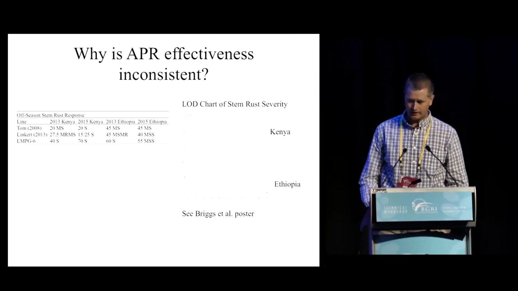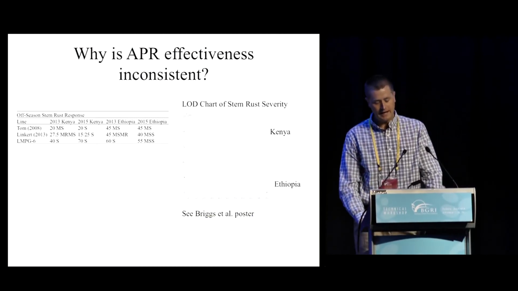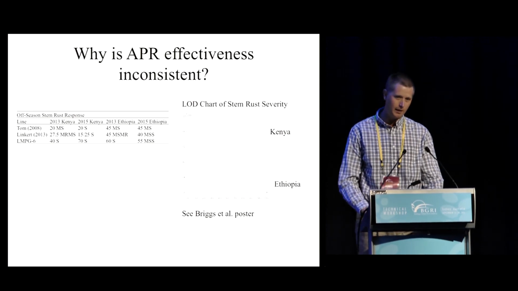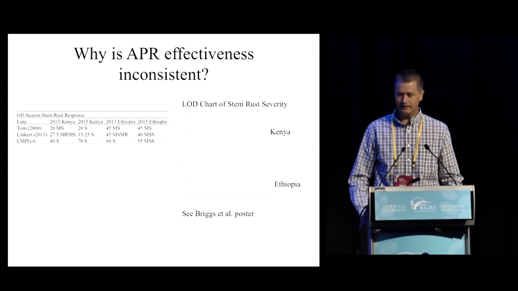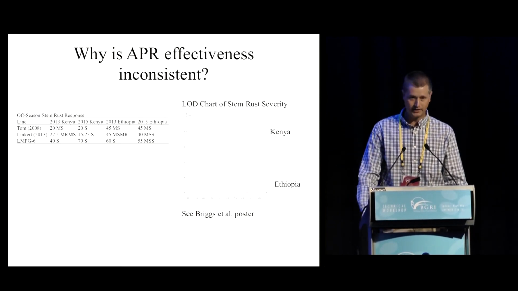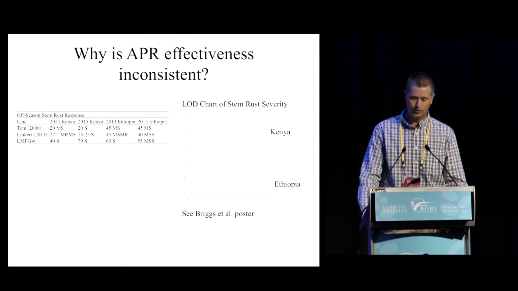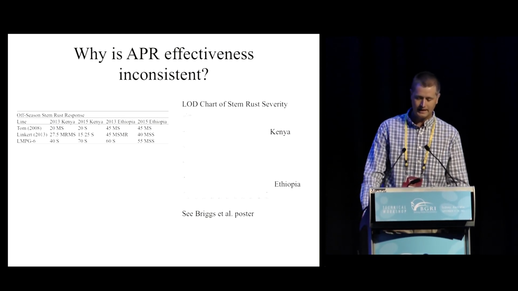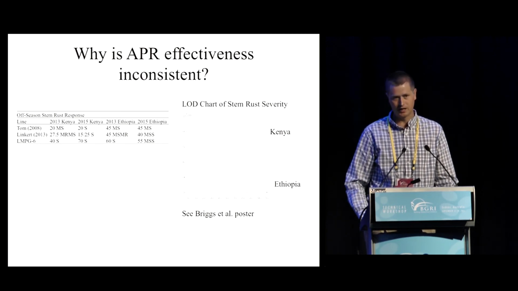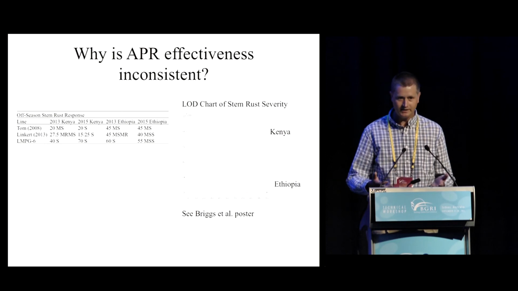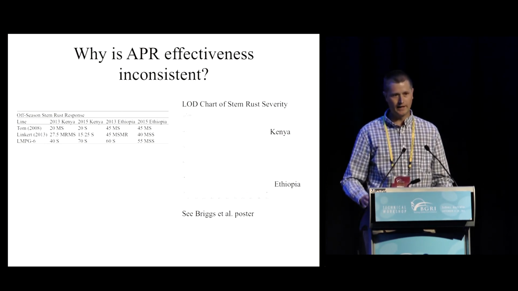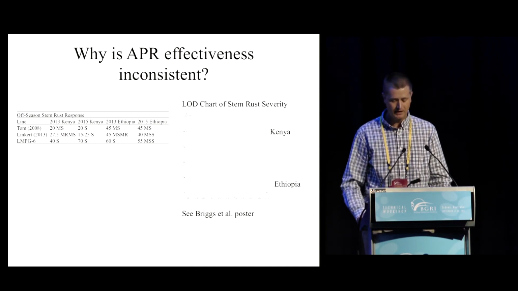And so I want to begin by asking the question, why is APR effectiveness inconsistent? Just a couple of examples of that you can see in the table here. There are two varieties of wheat, Tom and Linkert. These are adapted Minnesota cultivars that were released recently, and you can see their responses to stem rust in both Kenya and Ethiopia over a couple of years. And there's just kind of a hint of a pattern that the adult plant resistance isn't quite as strong in Ethiopia as it is in Kenya.